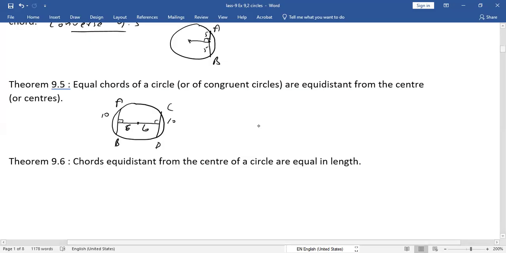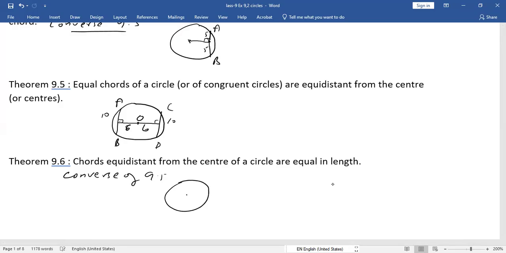Distance from the center. Chords equidistant from the center of a circle are equal in length. That is the converse. I can say converse of 9.5. Chords equidistant from the center of a circle are equal in length. The circle is there, as before, and the chords are equidistant from the center.